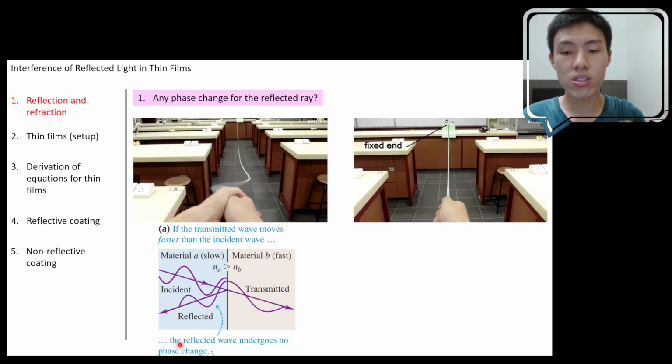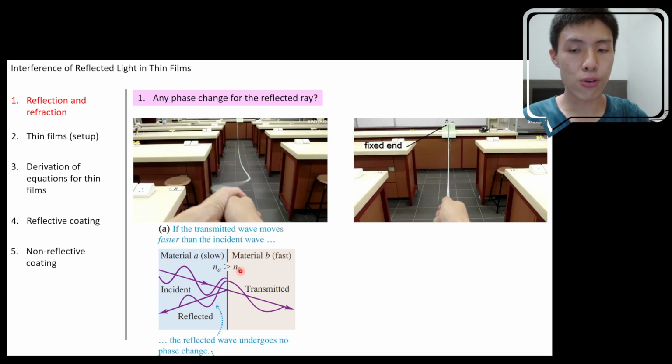We'll encounter a situation where there is no phase change only when our light is traveling from a medium which has a higher index of refraction to another medium which has a lower index of refraction. If you travel from high index of refraction to low index of refraction, the reflected ray will not undergo any phase change. You can also talk about it in terms of the speed of the wave that is traveling. If you have a high index of refraction, that means the medium is very dense, right? If the medium is dense, then the light will travel slower in this medium over here.